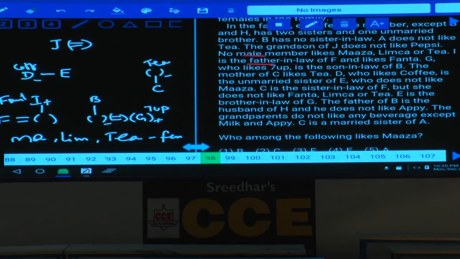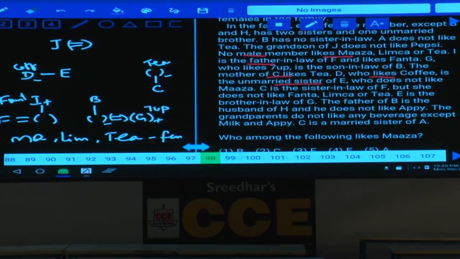And the mother of C likes T, and D, who likes coffee, is the unmarried sister of E, and E does not like matcha. As E does not like matcha, why is this information given? Because earlier there was one piece of information, isn't it? Now the grandson of J does not like Pepsi. And E does not like matcha, so tell me, is E male or female? E is a male.